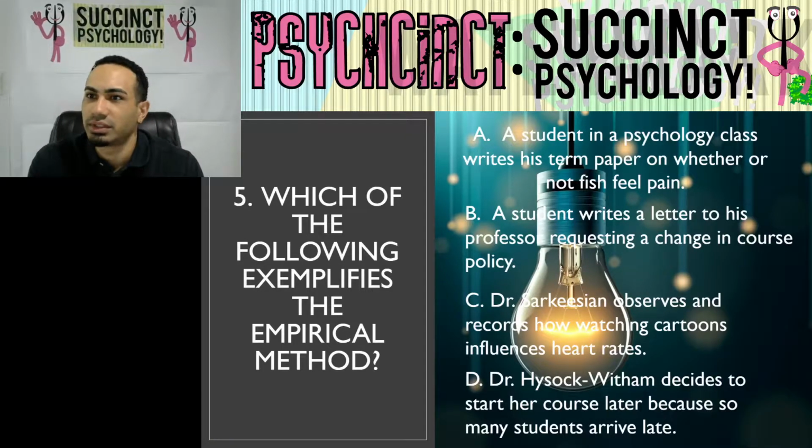So we got a student in psychology class writing about his term paper. Student writes a letter. Dr. Sarkeesian observes and records. And Dr. Isaac Witham decides to start a course later. Well, if you chose C, Dr. Sarkeesian observes and records how watching cartoons influences heart rates, you chose correct.